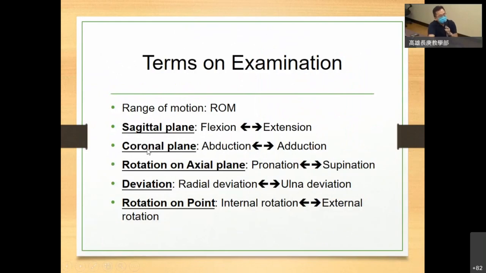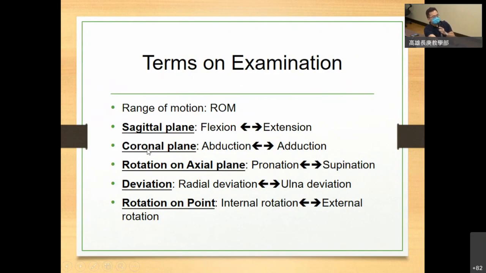Next, I will introduce the terms used in physical examination. The first term is the range of motion, which we also call ROM. When we describe range of motion in the sagittal plane, there are two terms: flexion and extension. If we say flexion and extension, that means we describe the motion in the sagittal plane. And if we want to describe coronal plane motion, there are two terms. The first is abduction, and the other is adduction. What abduction and adduction are, I will explain later.